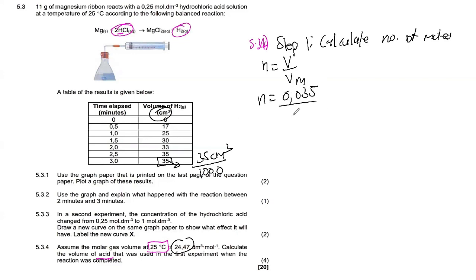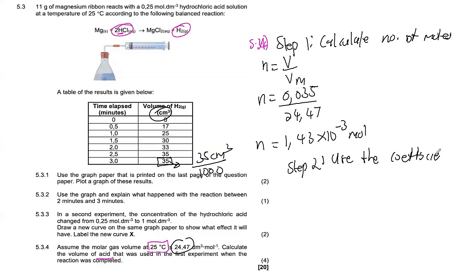0.035 divided by 24.47. Now at this point, you want to just punch this into your calculator, and then it gives you 1.43 times 10 to the exponent of -3 mole. Obviously, if you got it in normal form, something like 0.00143, it's also correct. Right, so whether you wrote it that way or this way, it's one and the same thing.